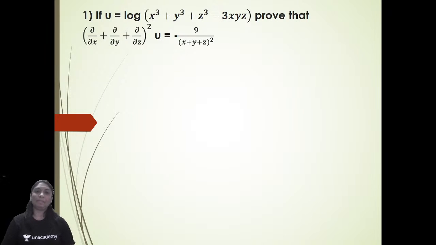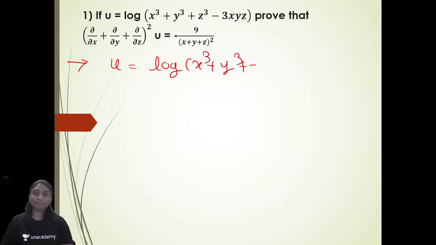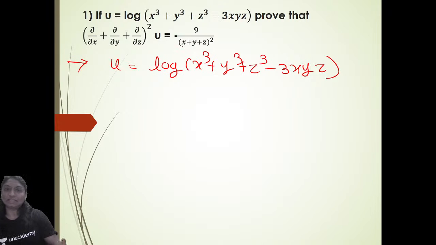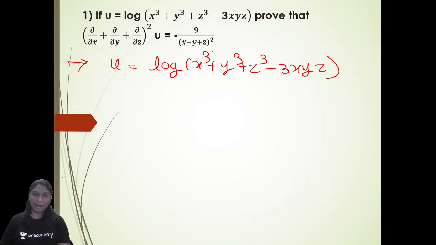Okay, now here we have to prove this. So we saw yesterday also, we saw many examples where we proved relations using partial derivatives. Okay, so here u is given. Now see, u is equal to log of x cube plus y cube plus z cube minus 3xyz. Now to prove that (∂/∂x + ∂/∂y + ∂/∂z)² u is equal to minus 9 by (x + y + z)².